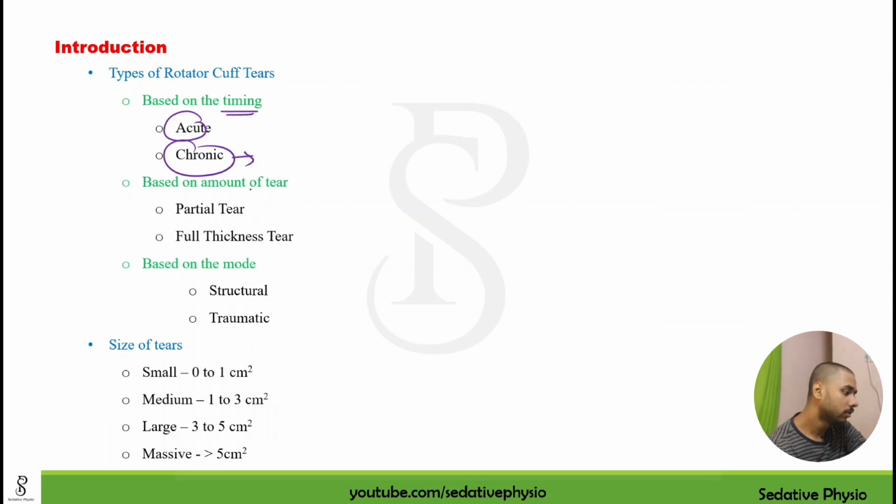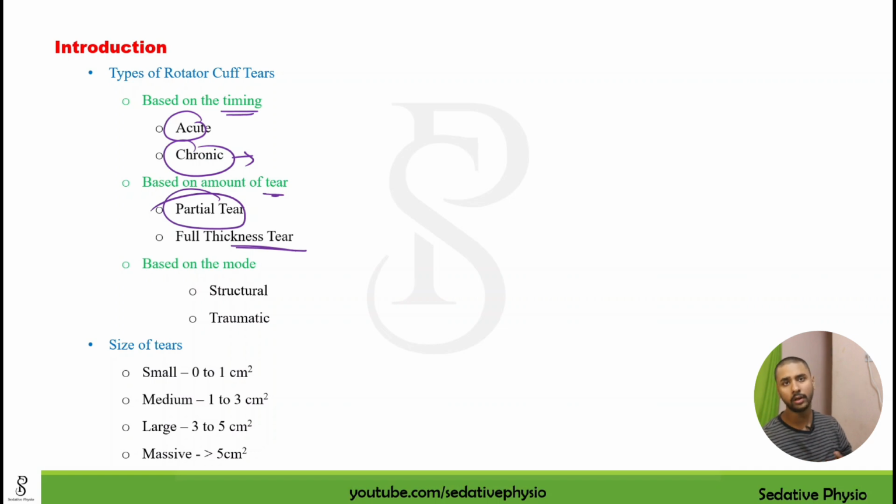Now, based on the amount of tear, whether it is a partial tear. Partial tear means that some fibers have been injured while the remaining fibers are still healthy, still present. And the full thickness tear is more complicated as compared to the partial tear, because in the full thickness tear generally open surgery is preferred, right? So full thickness tear means that the whole fiber is completely damaged. But in the partial tear, some fibers are damaged, some fibers are injured, while the remaining fibers are still healthy. Now, based on the mode, it means what?